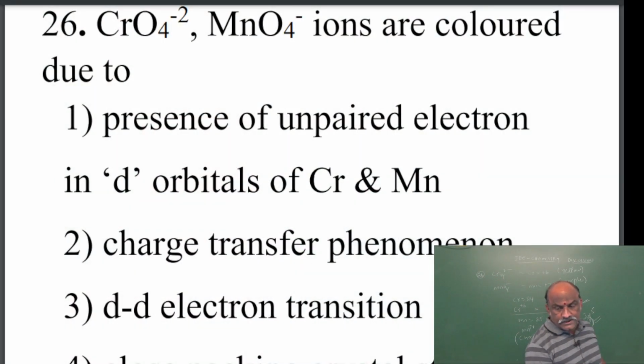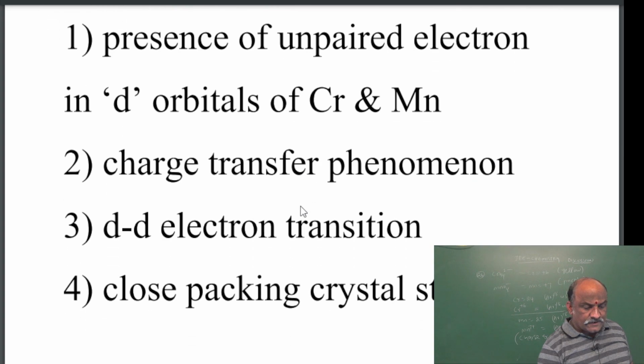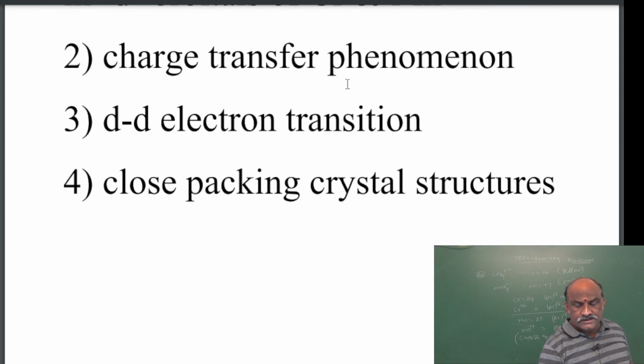So go through the options. Presence of unpaired electrons in d orbitals of chromium and manganese, wrong. Next option, charge transfer. Charge transfer is the right answer for question number 26. Not dd electron transition, not close packing crystal structure also. Clear? I hope you understood.